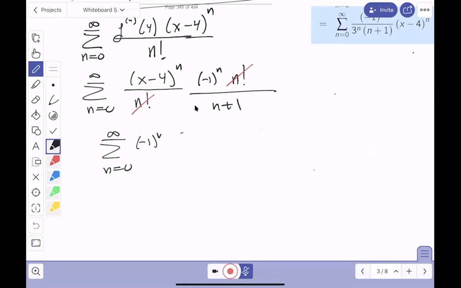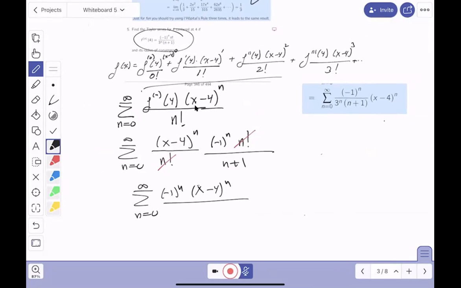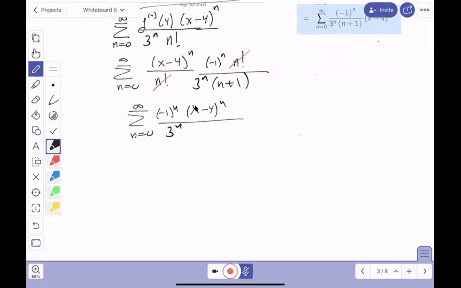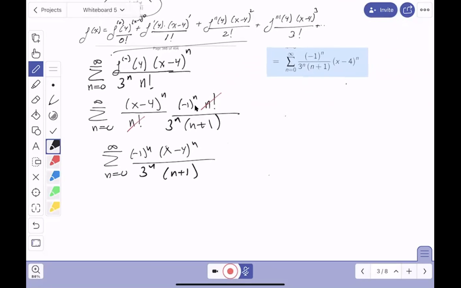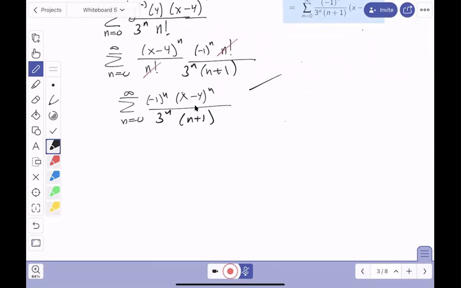Minus 1 to the n, x minus 4 to the n, and n. You know what? I forgot something too. It's 3 to the n there. Sorry about that. I'm really screwing up. And then n plus 1. Okay. So I got this. Made a couple mistakes in that, but I'm getting better. Hopefully I won't make too many more mistakes. And let's do the radius of convergence now.